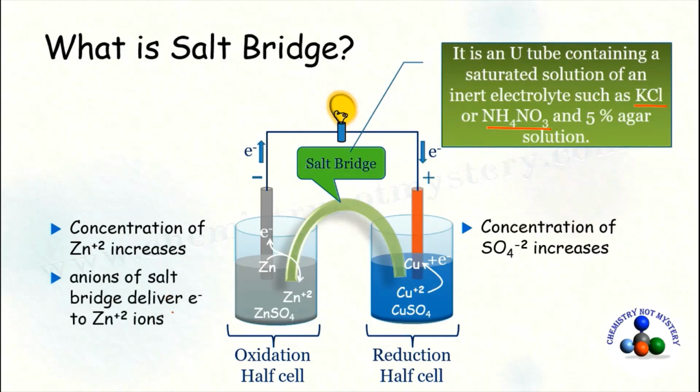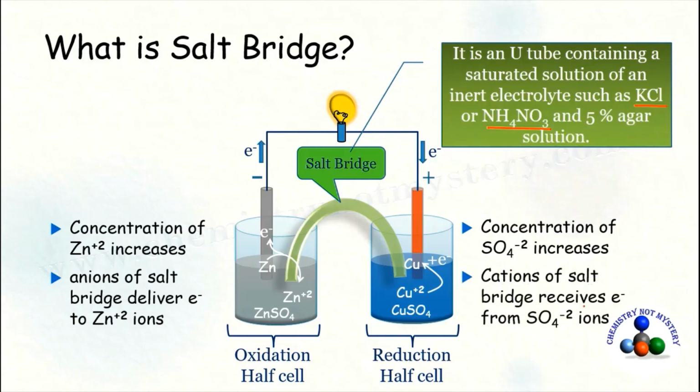Anions of salt bridge deliver electron to zinc 2 plus ion, or you can say to the oxidation half cell. That's how they neutralize the solution present inside the oxidation half cell. In the same way, cations of salt bridge receive electron from sulfate ion, and that's how they neutralize the solution present inside the reduction half cell.